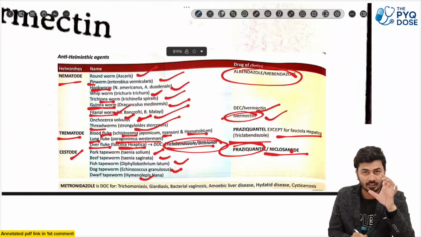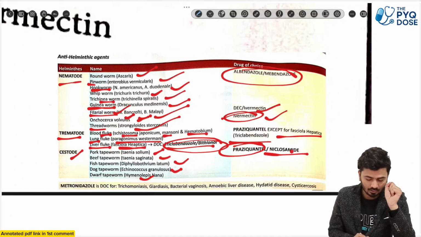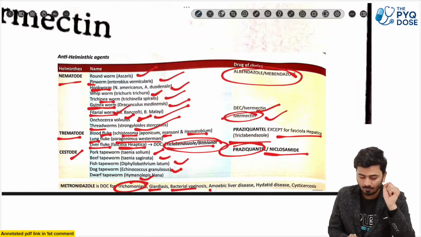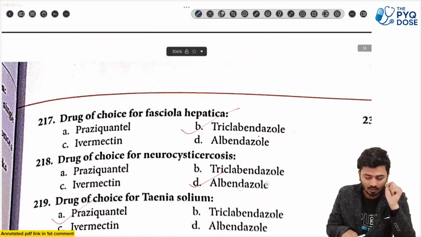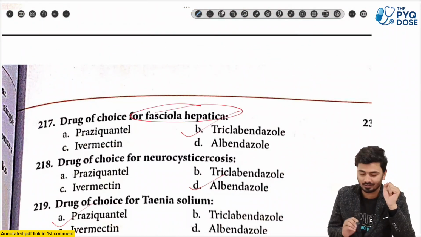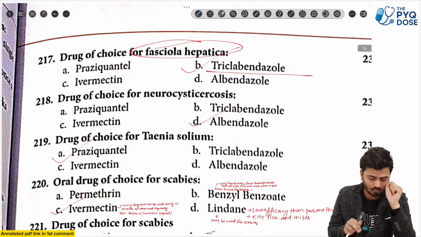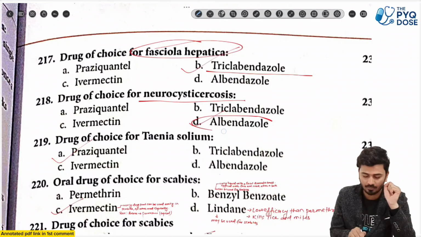Metronidazole is the drug of choice, remember this. Metronidazole is generally the drug of choice for trichomoniasis, giardiasis, bacterial vaginosis, amoebic liver disease, hydatid disease and cystic cysticercosis. Okay, cystic cysticercosis. Drug of choice for Fasciola hepatica, they are asking the same question again, that is nothing but triclabendazole. Drug of choice for neurocysticercosis, albendazole.